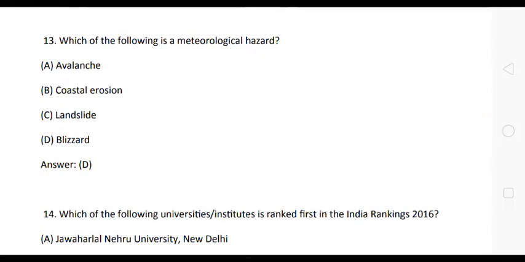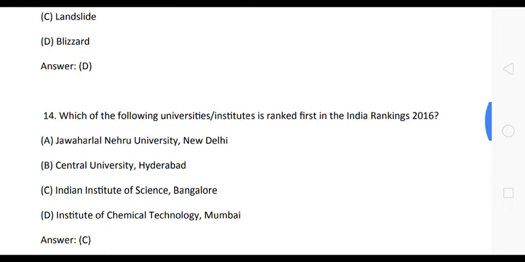The next question is: which of the following is a meteorological hazard? The options are option A, avalanche; option B, coastal erosion; option C, landslide; option D, blizzard. Here the correct answer is option D, blizzard. Blizzard is a meteorological hazard. Okay, option D is correct answer. Now let us see the next question.